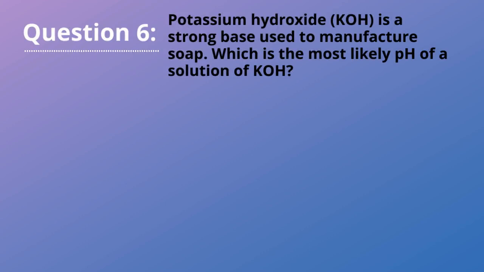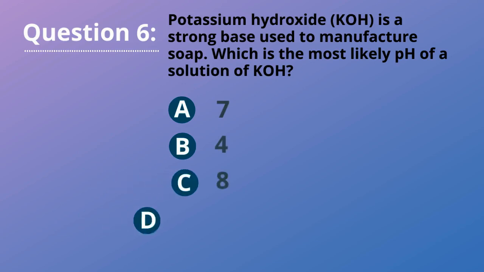Question 6. Potassium hydroxide, or KOH, is a strong base used to manufacture soap. Which is the most likely pH of a solution of KOH? A. 7, B. 4, C. 8, or D. 10?